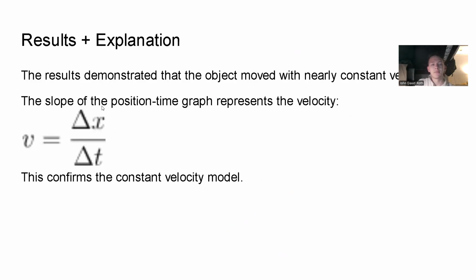So this is the results plus explanation of why it's acting this way. So it's delta x, so delta position, change of position over the change of time, and this would result in the velocity. So if you looked at that graph, you could tell that since it's a linear position-time graph, the velocity would be constant.